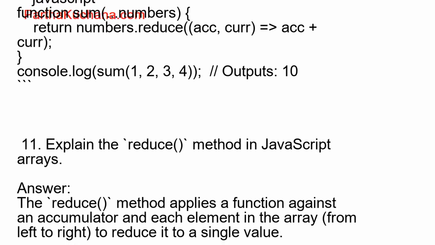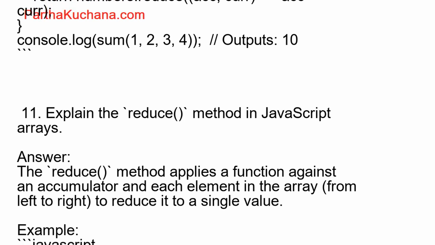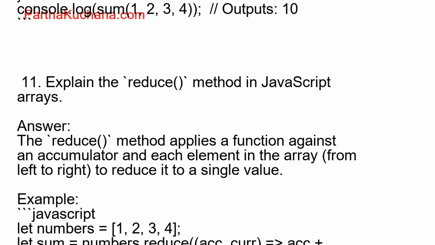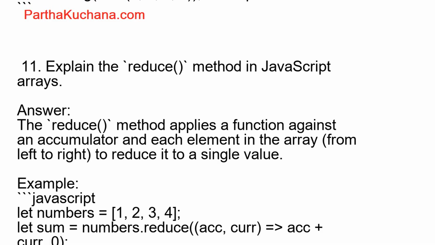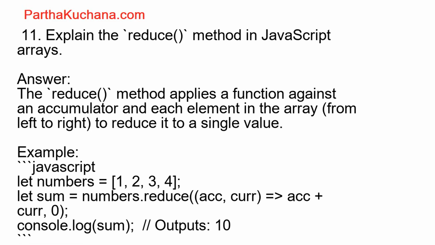12. How do you remove duplicates from an array? Answer. You can remove duplicates from an array using the Set object or using methods like filter and indexOf. Example using Set. JavaScript. let arr = [1, 2, 2, 3, 4, 4].